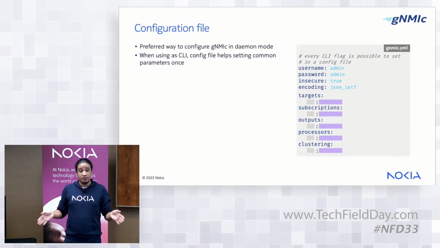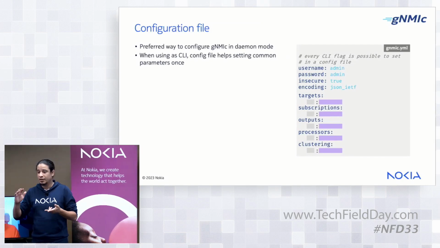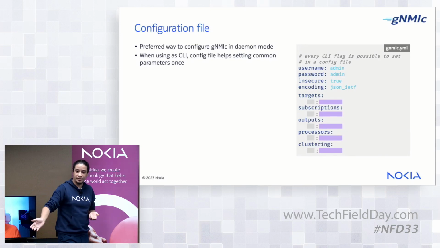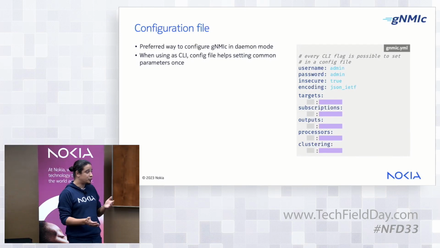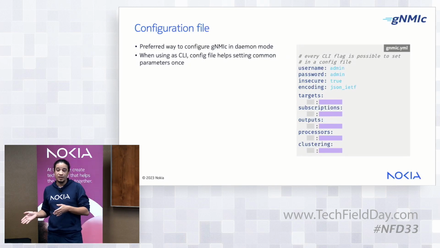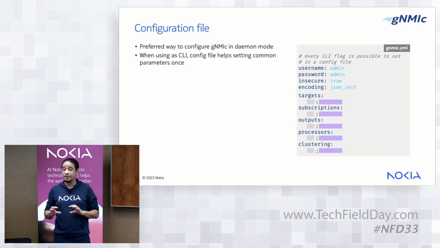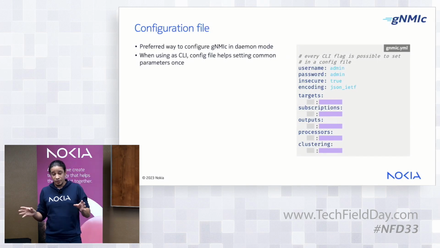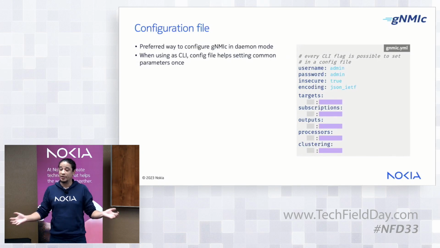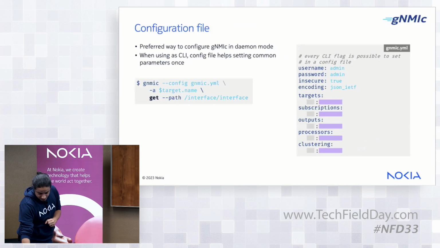Outputs are where you want to write whatever you collected. So outputs here can be a message queue, can be a TSDB, or simply just writing it to a file. Processors allow you to modify whatever you received from the routers before writing it to an output. And clustering allows you to combine different gNMIc instances together so that they're not overloaded, or to load share the traffic coming from the routers. So yeah, you just run the command that way by pointing it to the config file.